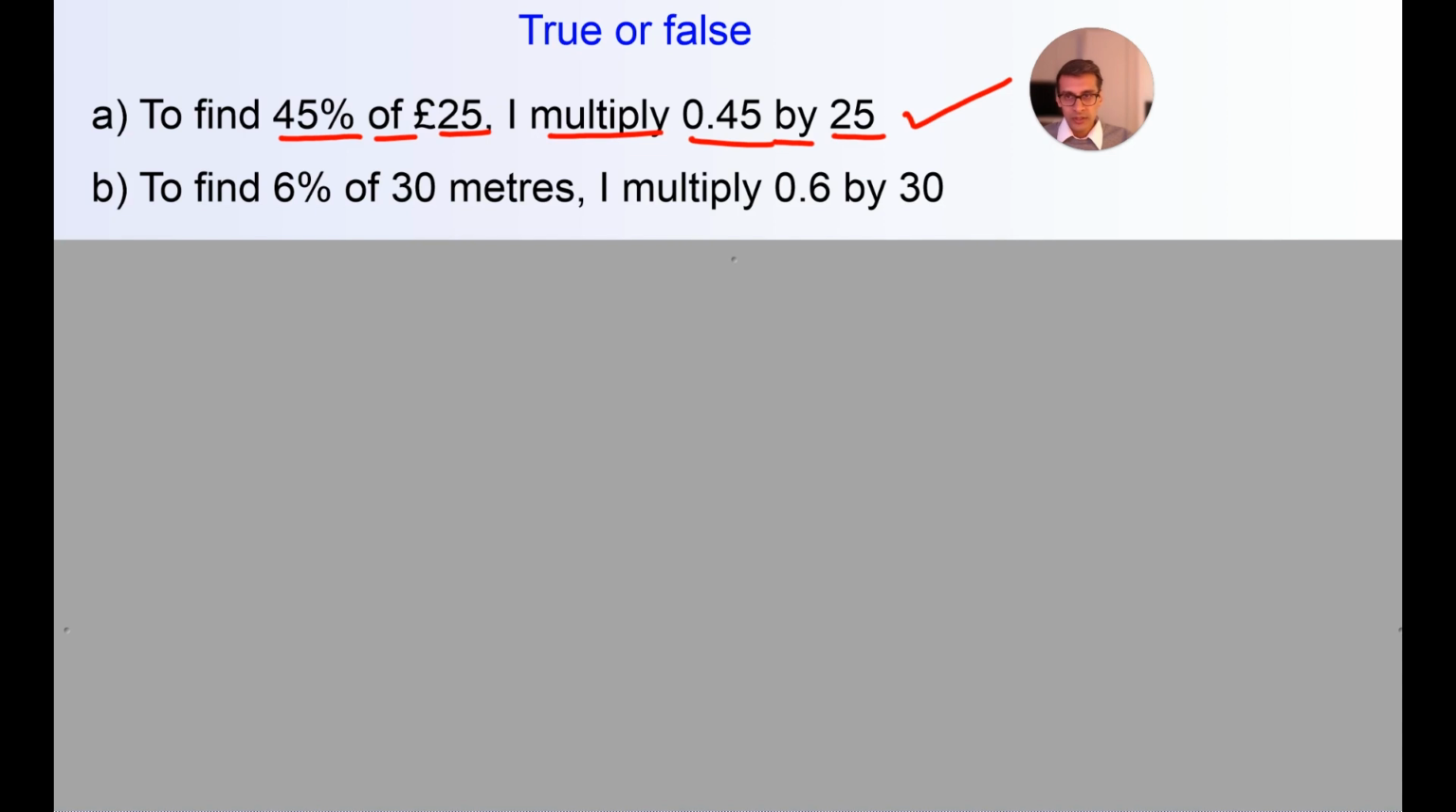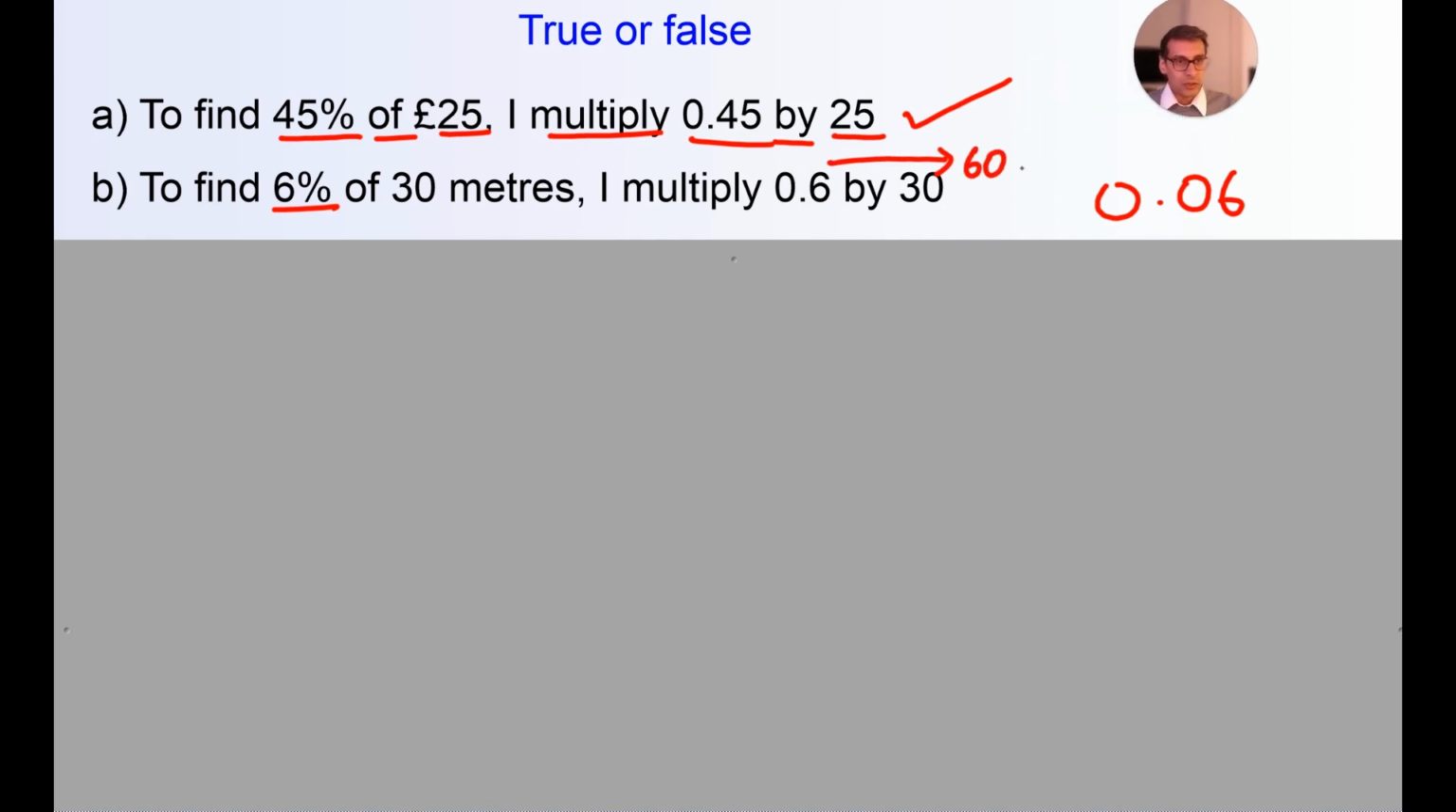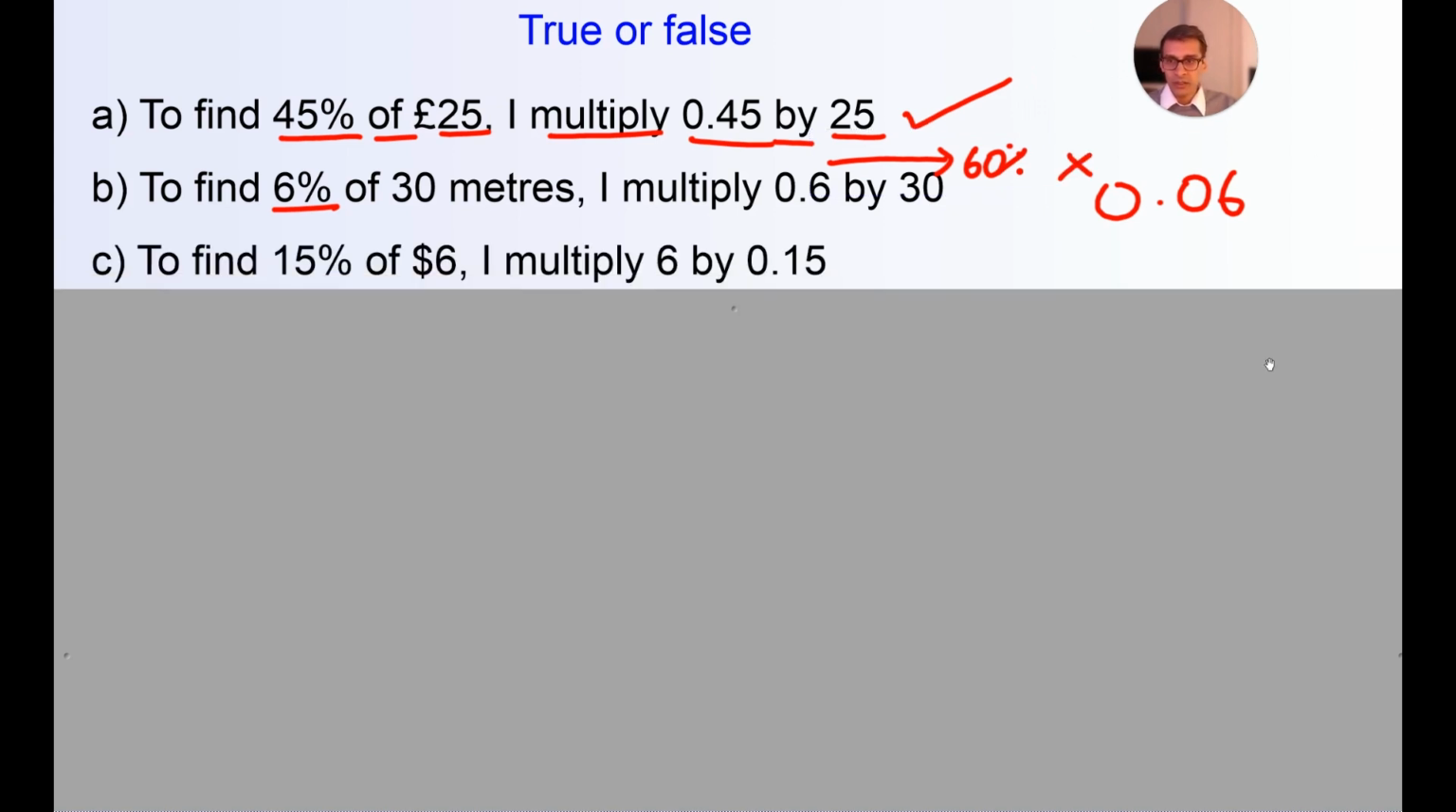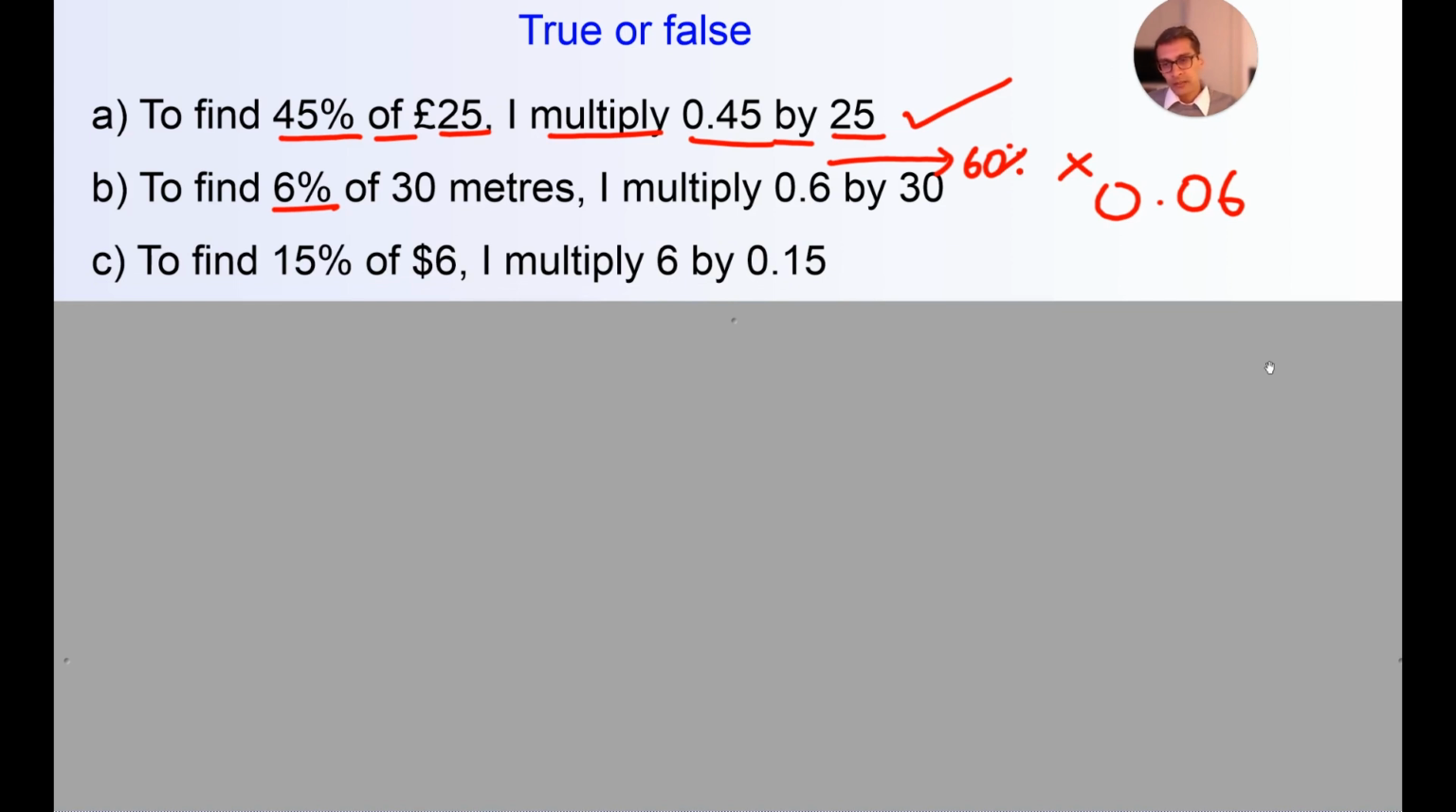Okay, I hope you've spotted that 6% is actually 0.06 and this is 0.6, so this does not work because it's not the correct amount. This actually is 60%, so we're going to say that is false. It should be 0.06. To find 15% of $6, I multiply 6 by 0.15. True or false?